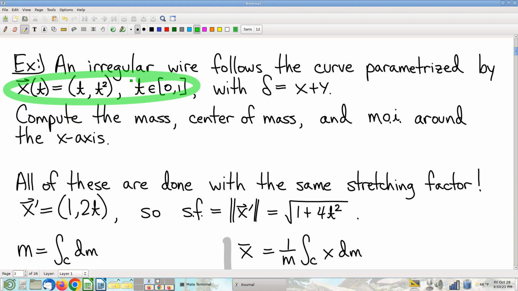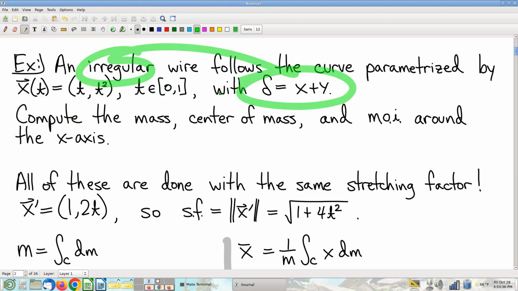So conveniently, the parameterization we're going to need is given in this case. That's a lucky break. It won't always be that convenient. Sometimes you have to create your own parameterization. We'll see some examples of that. The irregularity is represented by the fact that the mass per unit length is, again, not constant, and it's given by this expression right here.